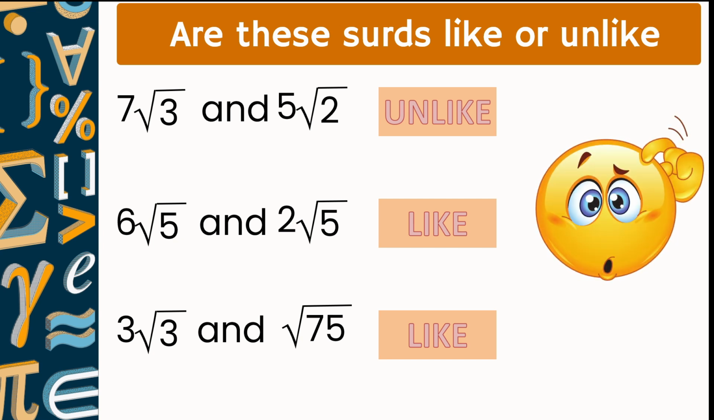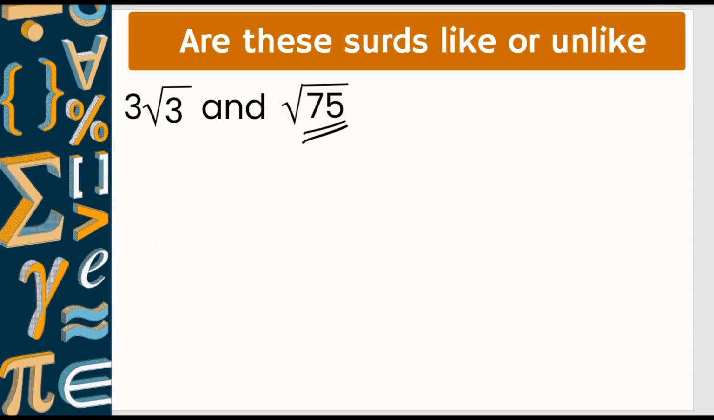Before you can say that surds are like or unlike, you must make sure that the surds that you are comparing are completely simplified. That means they are in their simplest form. So the first thing we are going to do is reduce root 75 to its simplest form.